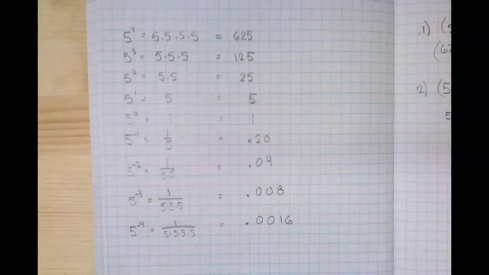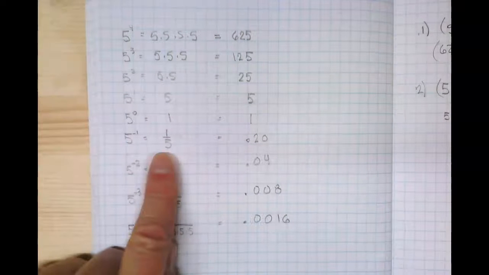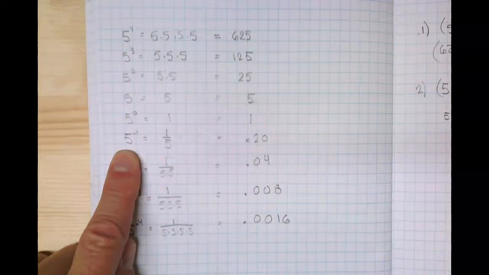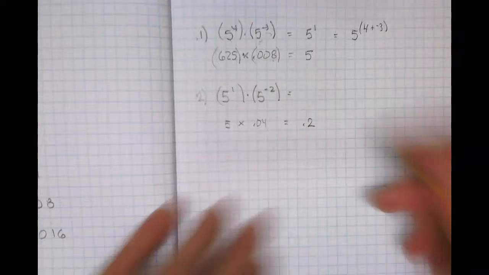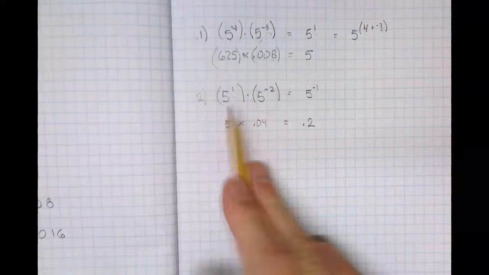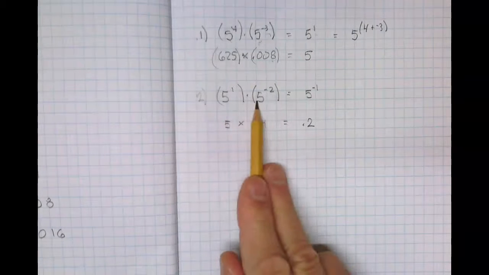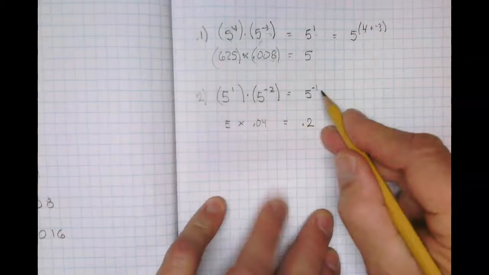0.2. Which one was it? Oh, here, 0.2, 0.20. That was 5 to the power of minus 1. So this answer here is 5 to the power of minus 1. That's how I multiply those exponents, because 0.2 is 5 to the power of minus 1. Where did the minus 1 really come from?